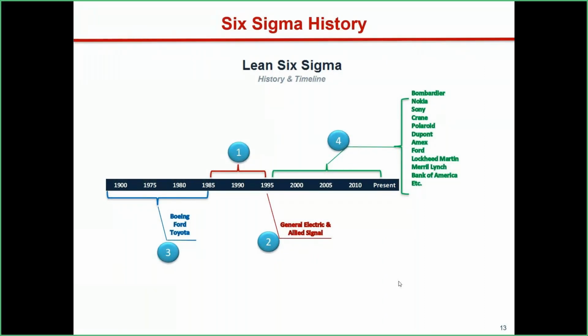So how exactly is the Six Sigma history and timeline? It started from the 1900s, where Toyota and Ford and then Boeing invested or started working heavily around Six Sigma. And then around 1985 to 1995, GE and Allied Signal invested a lot in Six Sigma. After that, other large companies followed them and reaped benefits, like Bombardier, Nokia, Sony, Crane, Amex, and so on and so forth.